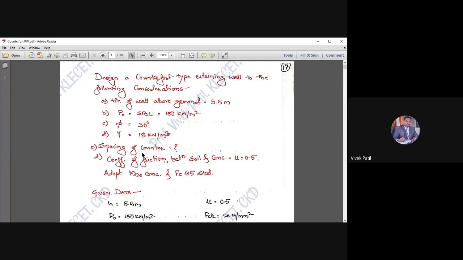Spacing of counterfort has not been given. Then coefficient of friction between soil and concrete, mu, is 0.5. We have to adopt M20 concrete and Fe415 steel.